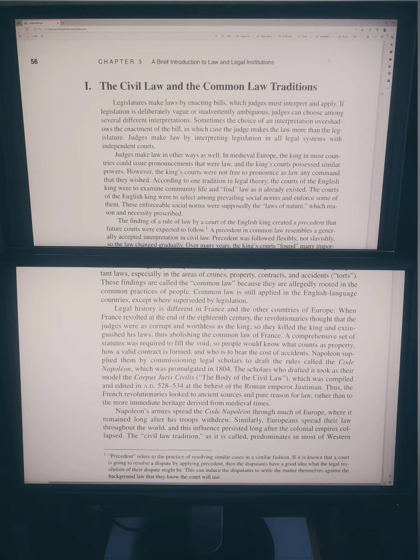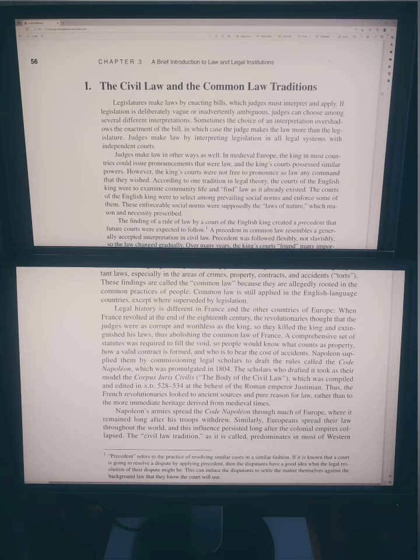Sometimes the choice of an interpretation overshadows the enactment of the bill, in which case the judge makes the law more than the legislature. Judges make law by interpreting legislation in all legal systems with independent courts. Judges make law in other ways as well.